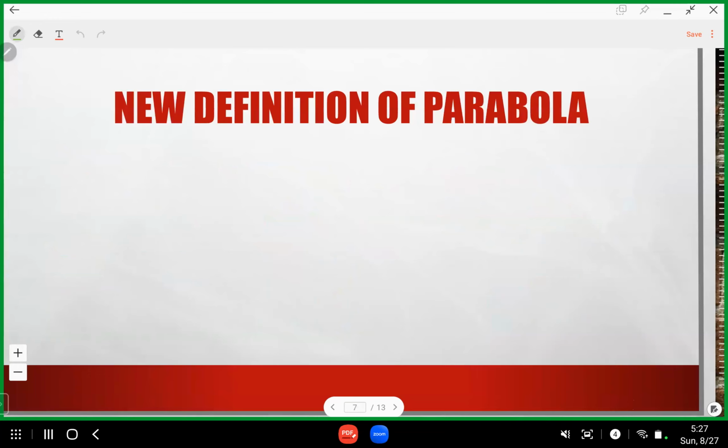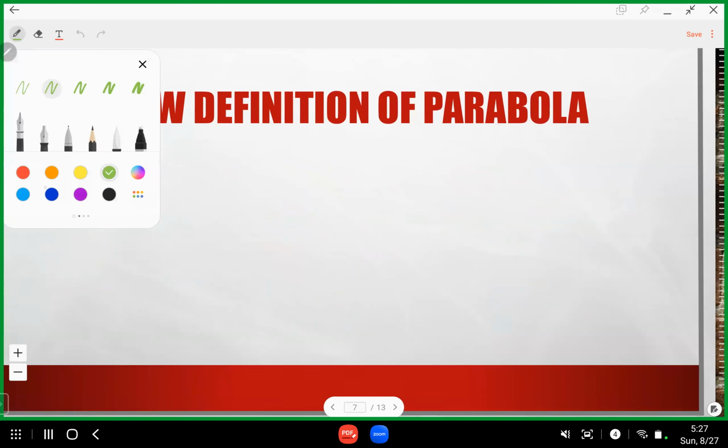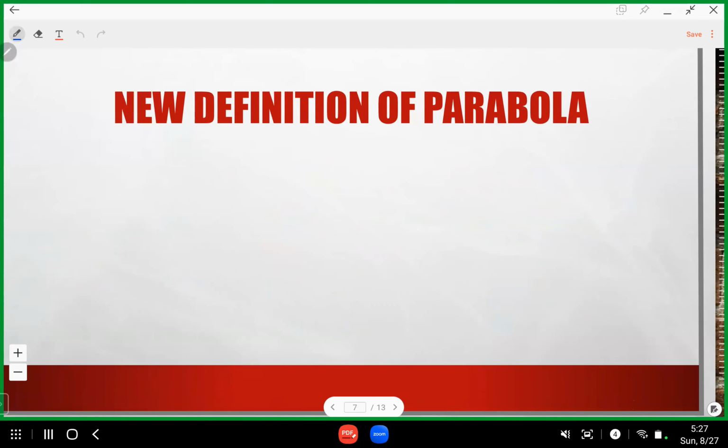Now let's go over our new definition of a parabola again. It is basically the set of all points in a plane that are the same distance from a given point called the focus and a given line called the directrix.